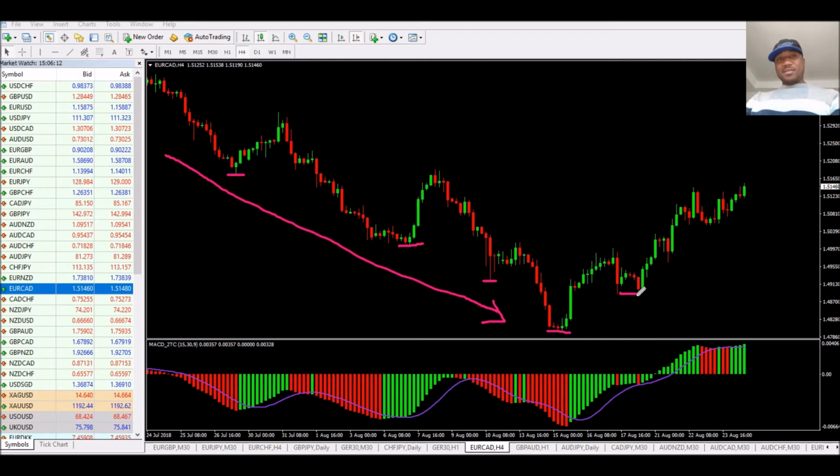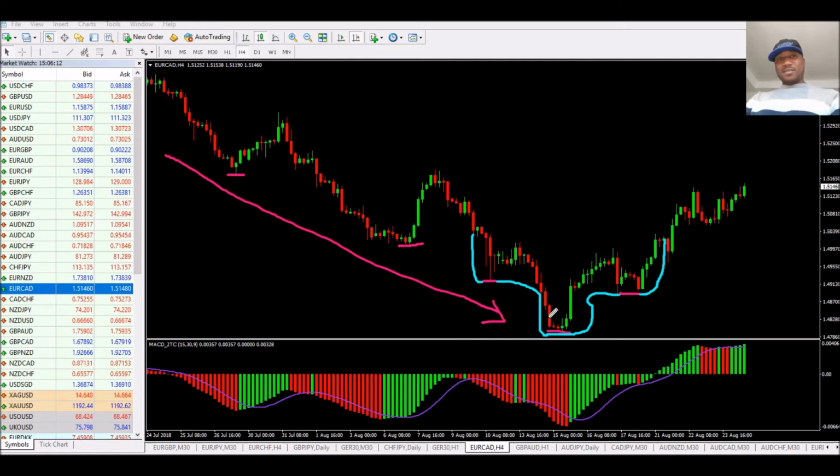So from this shoulder, if we have to draw this and then we go like this, right? Then we go like this, and then we have a shoulder here, and then we have another shoulder. So you can see that we have a shoulder, head, and shoulder.